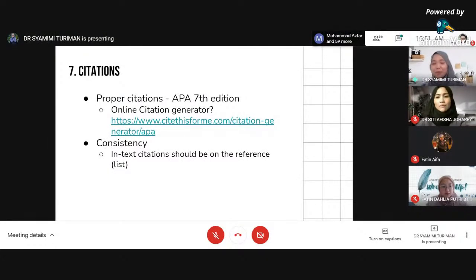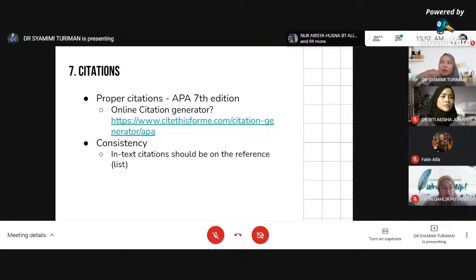because this can be a bit problematic, especially when you decide to prepare the reference list at the very last minute. So what I would suggest is that whenever you bring in new citations, you just copy and paste them first into the reference list, so that you don't miss them.